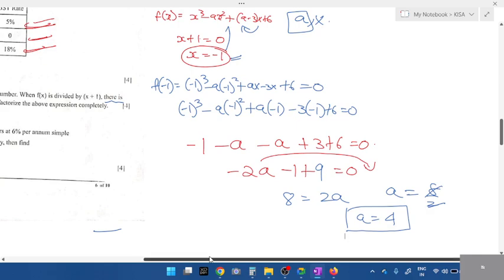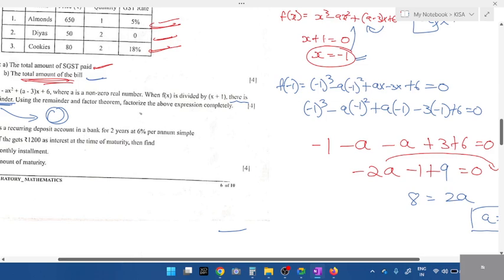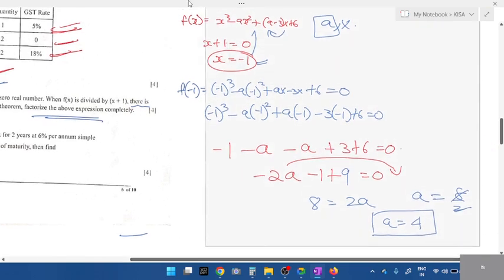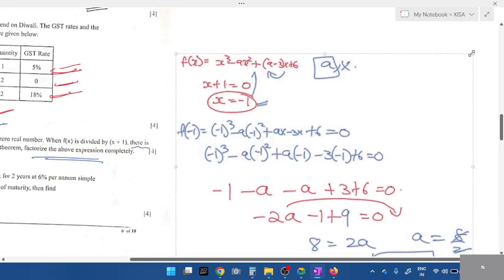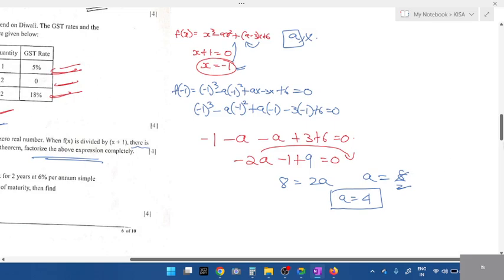All of you completed, done. A is equal to... What else have they given? Once you find the value of a, you have to factorize completely. How will you factorize completely? Which two do I have to divide? The function with the divisor, right?